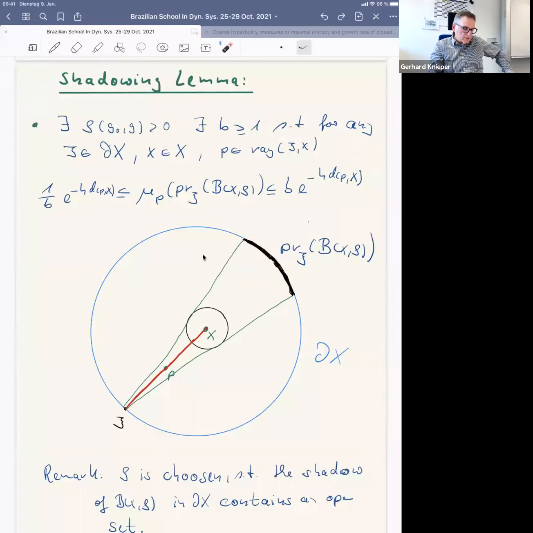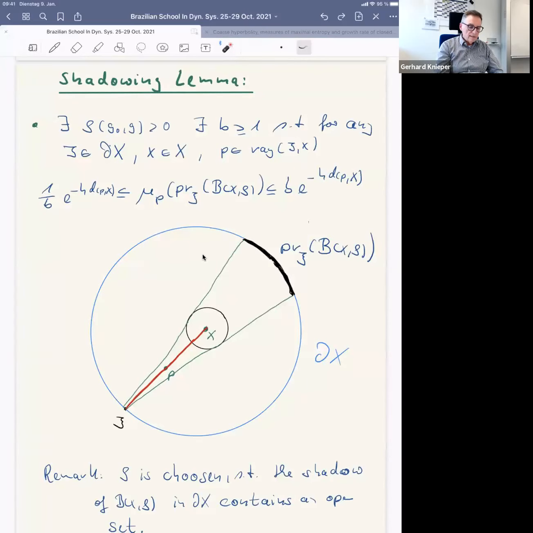so there exists a ray joining this point at infinity to this point x, then the Patterson-Sullivan measure of this shadow is proportional to e to the minus h times the distance of the point P to the point x. So in other words, if P moves away exponentially from x towards psi, then this measure exponentially decays, in a very uniform way. So that's what the shadowing lemma is saying.